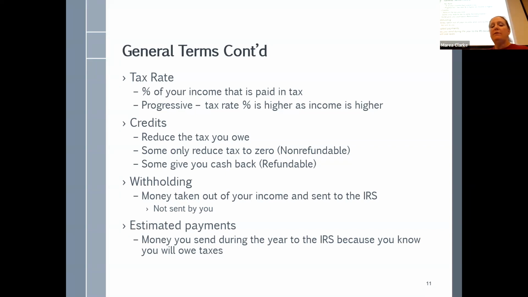Credits will reduce the amount of tax you owe. Sometimes they only go down to 0. That's called a non-refundable credit. Sometimes they will actually give you money back. That's a refundable credit. Withholding is money that was taken out of your income and sent to the IRS. It's sent directly to them by whoever paid you. This is not money that you sent in. Estimated payments are money that you send in. You say, pardon me, I know I'm going to owe money to the IRS, so here you go. I will give you some every 3 months so that I don't have to pay so much when I file my tax return.